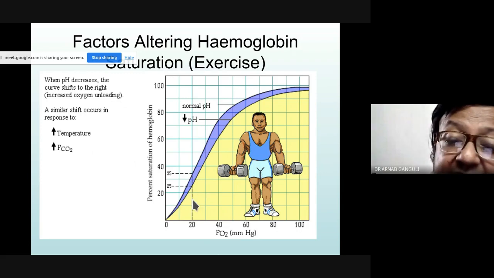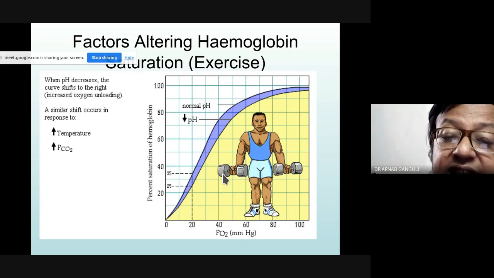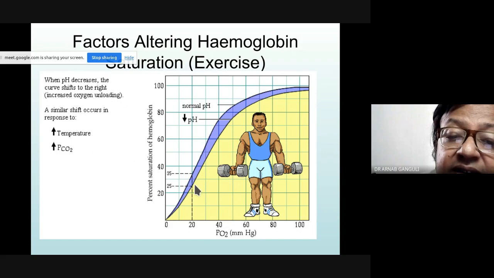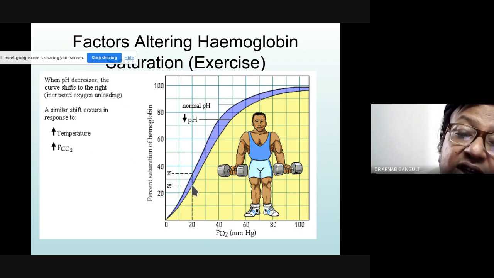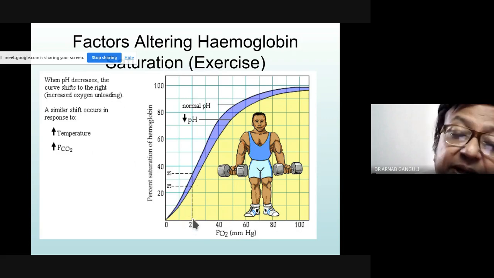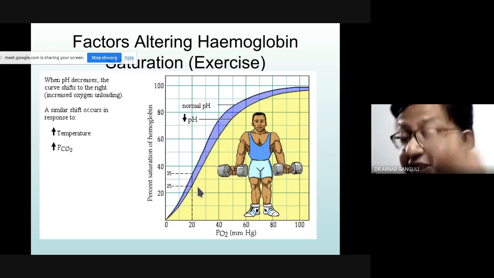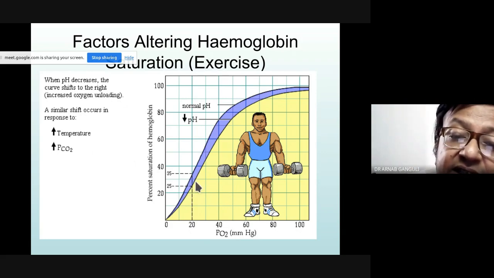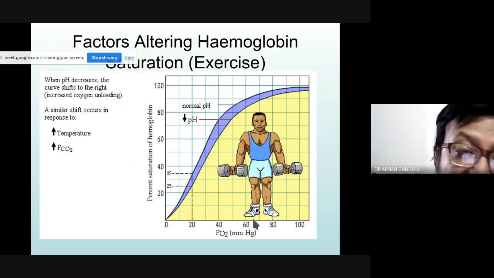What happens? Its affinity for oxygen decreases. So even at a lower partial pressure of 20, it releases oxygen, and the saturation reaches up to 25. So it releases more oxygen. It is supposed to be something like 35 to 40 at a partial pressure of 20 mmHg, but that doesn't happen. Whatever hemoglobin there is, it is released outside. So this is the fact. Clear?